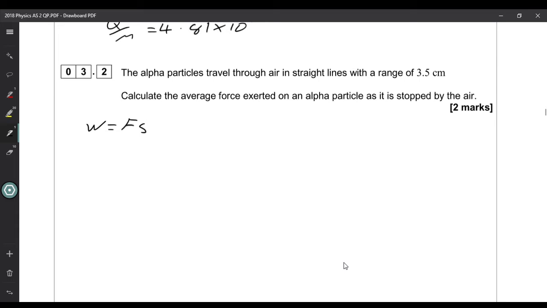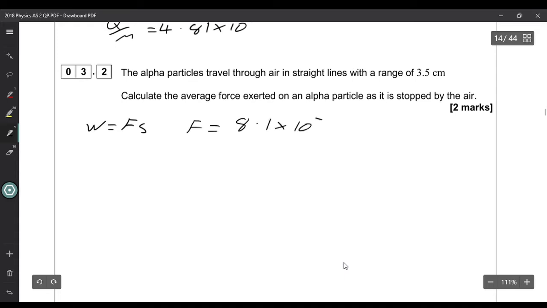So that amount of work done has got to be applied. We know the distance, which is 3.5 centimeters, so we can calculate force, which is going to be the work done divided by the distance, which comes out to be 8.1 times 10 to the minus 13, which we were given in the above question, divided by distance. Remember to convert to meters, so that's 3.5 times 10 to the minus 2. So force comes out to be 2.3 times 10 to the minus 11 newtons.